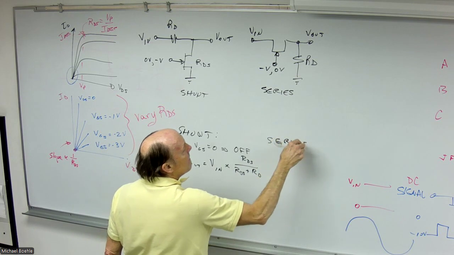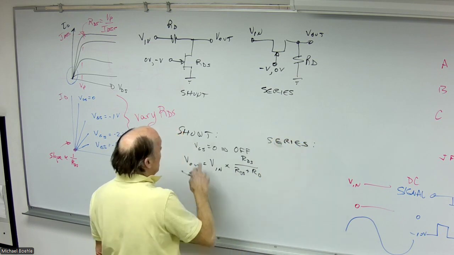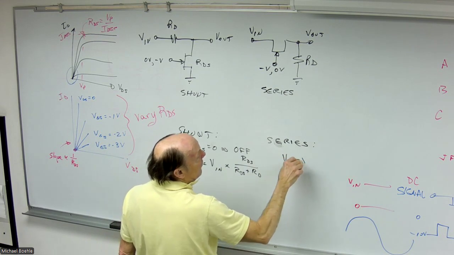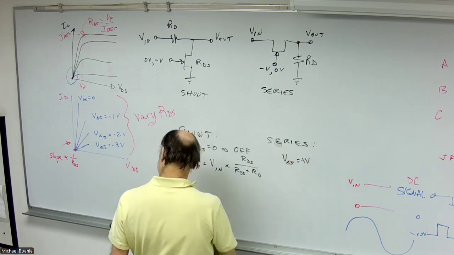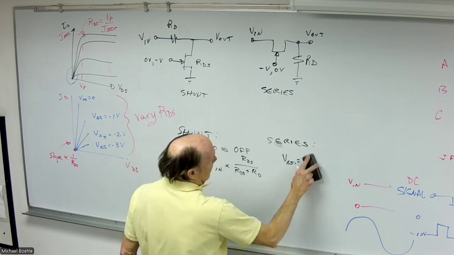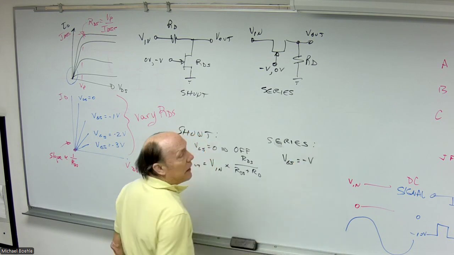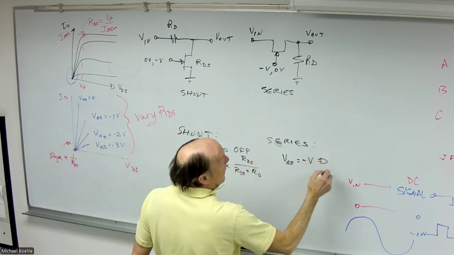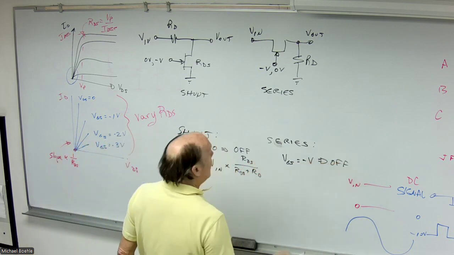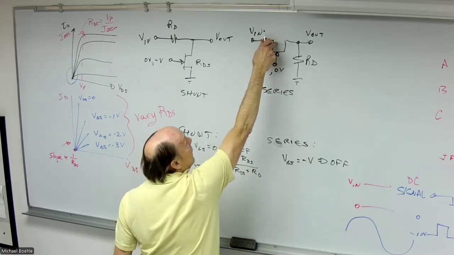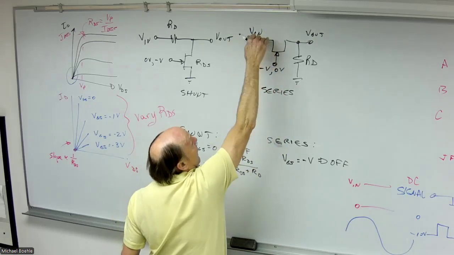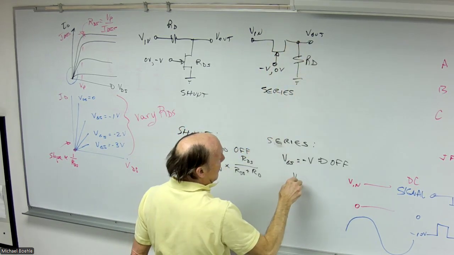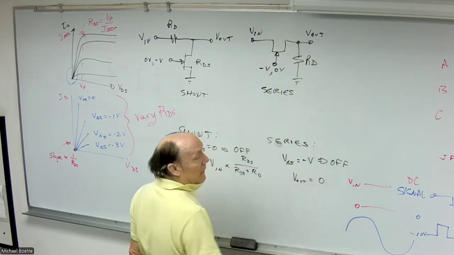Now, for the series configuration, when the gate source voltage is minus V, in other words, very negative, that is also my off. But in that case, if the transistor is off and this basically acts like an open, then the output voltage will be 0.